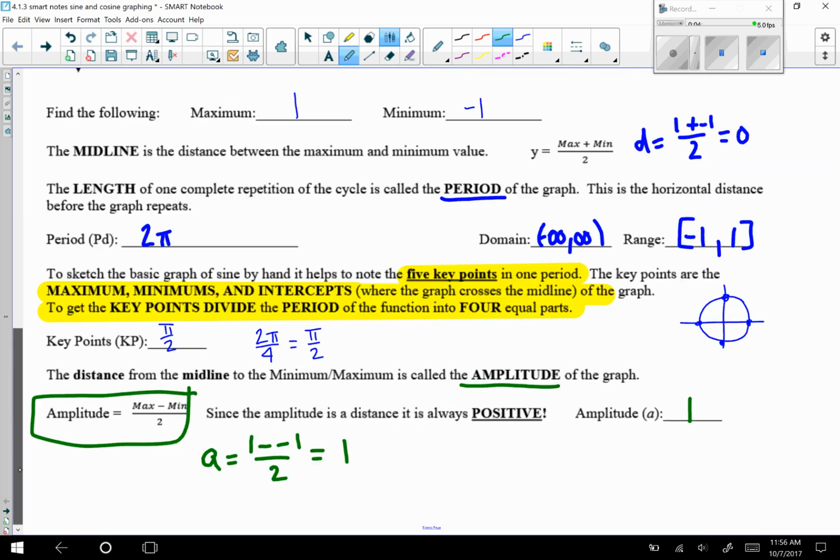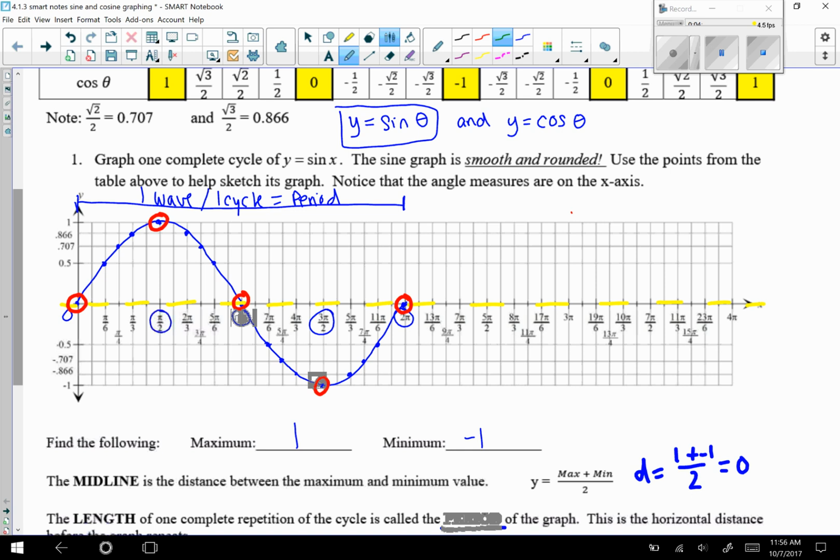For this amplitude, again, you can count from the midline up or midline down. This is the distance from here to here and here to here, and because it's a distance, that's why the amplitude is always positive, and you can see that that's a distance of 1. And of course, on our unit circle, we know that we have coterminal values. Because we have coterminal values, we can keep going on our unit circle and finding the different values.